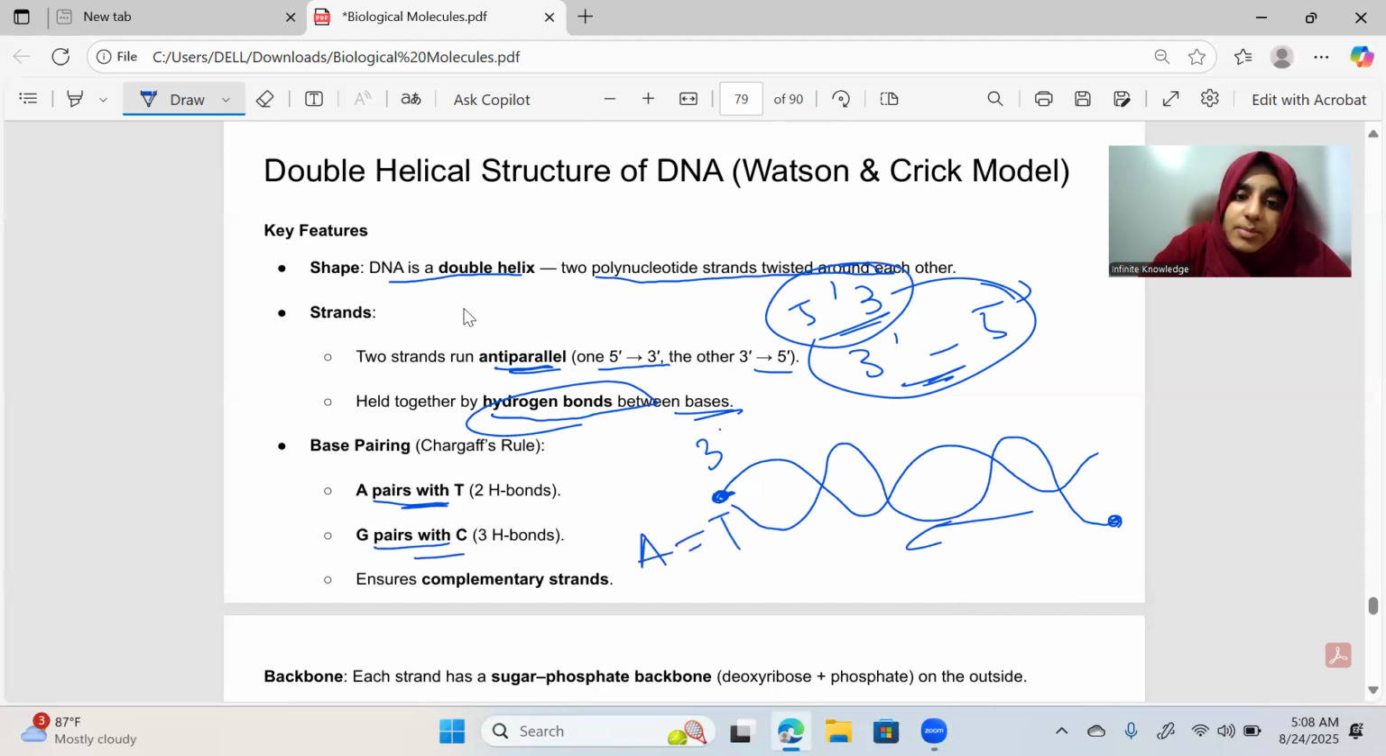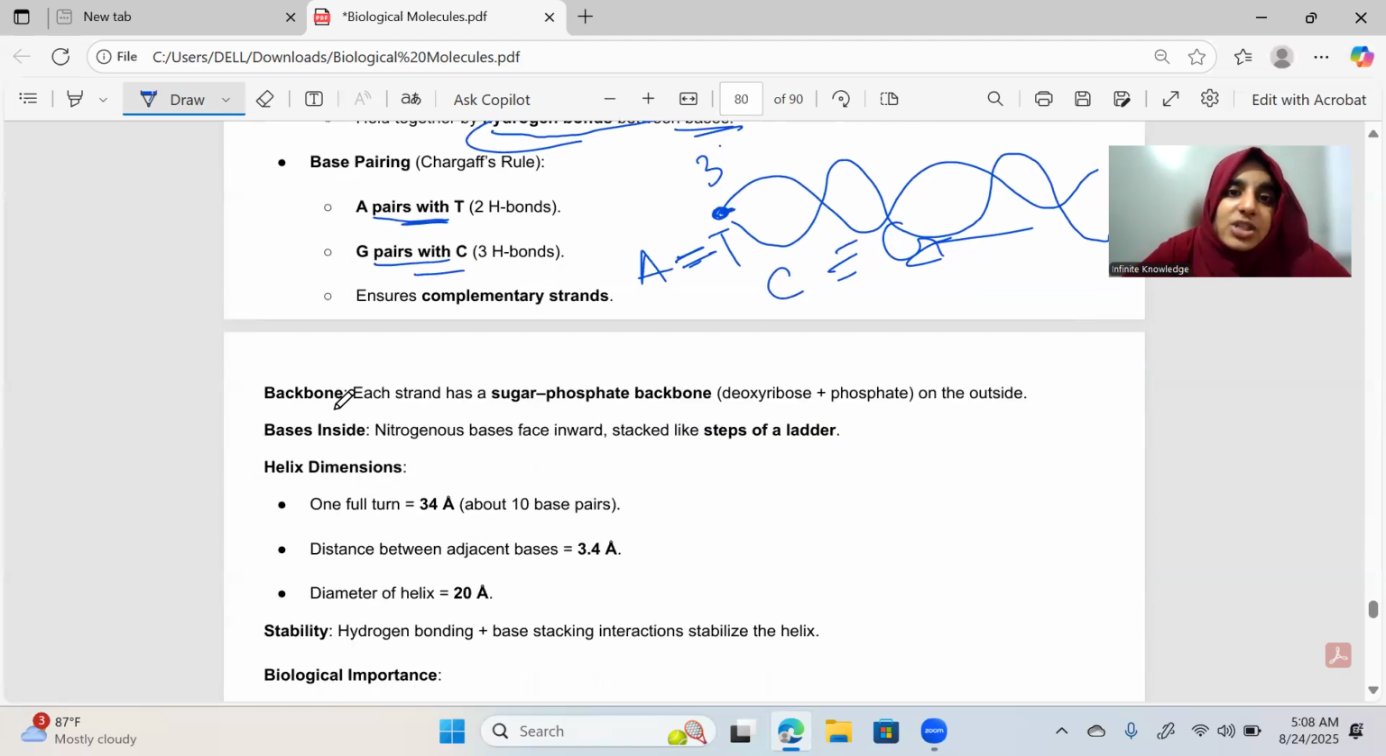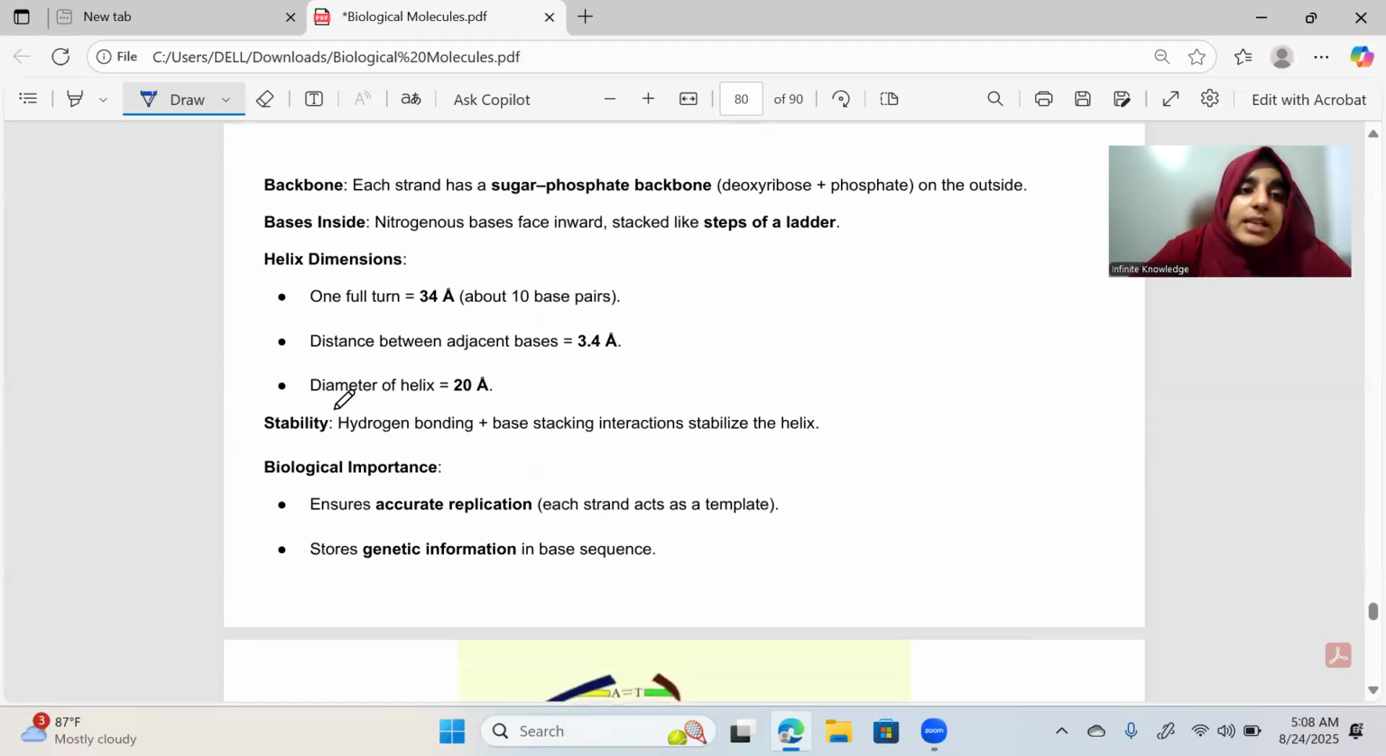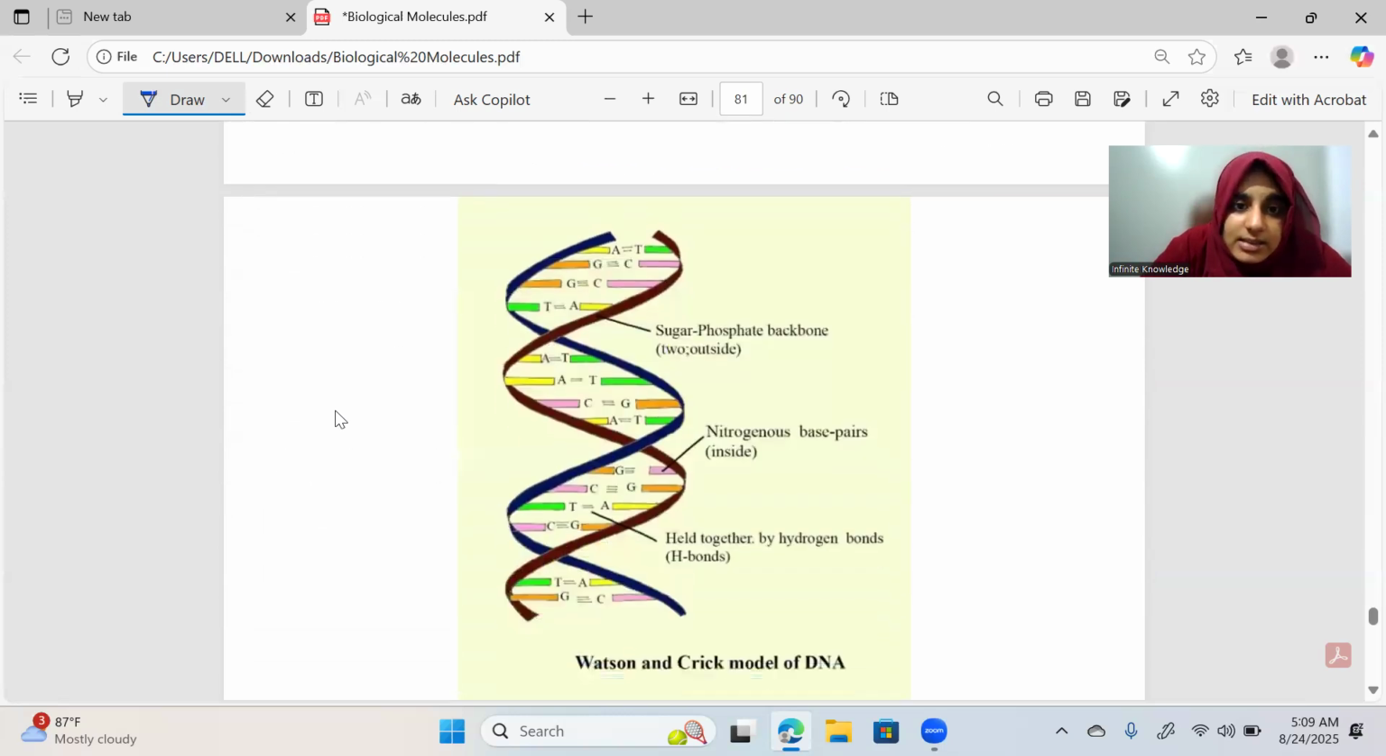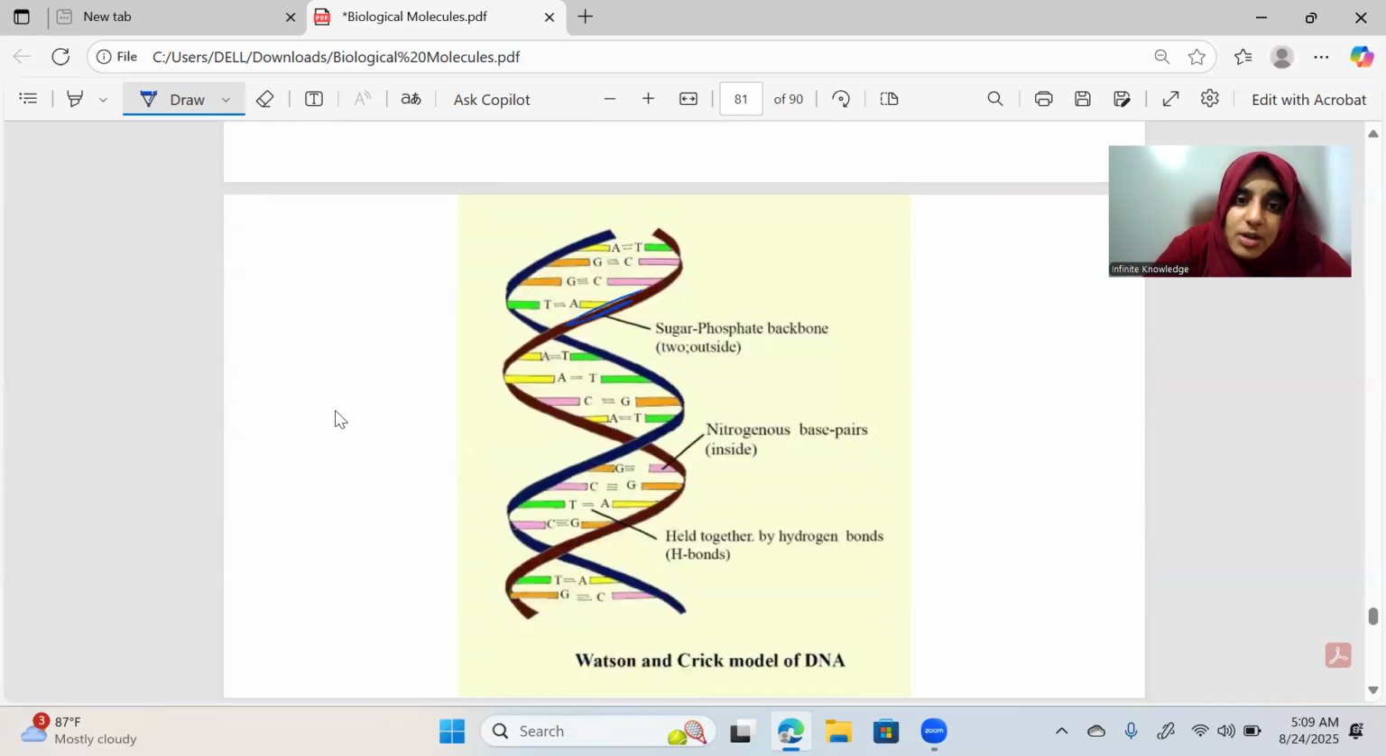Adenine pairs with thymine. This is complementary base pairing. Okay, the shape of adenine and the shape of thymine are complementary and they fit together with the help of two hydrogens. And cytosine and guanine fit together with the help of three hydrogens, and this ensures complementary strands. Now we have got a backbone. Each strand has got a sugar and phosphate backbone, that is deoxyribose plus phosphate on the outside. See, this is a sugar and a phosphate backbone. Okay, and these are the nitrogenous base pairs on the inside, whereas the sugar phosphate backbone is present on the outside, and these are held together by the hydrogen bond.